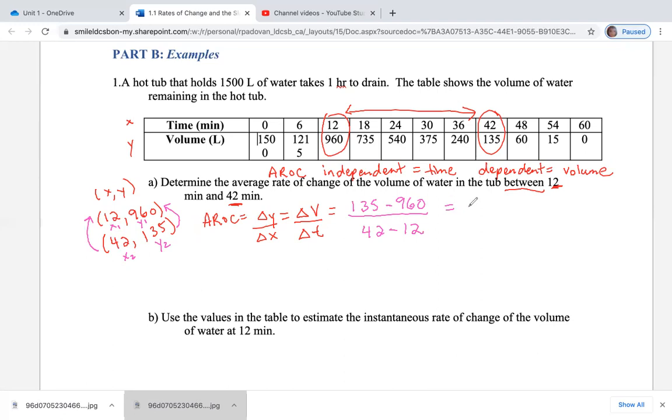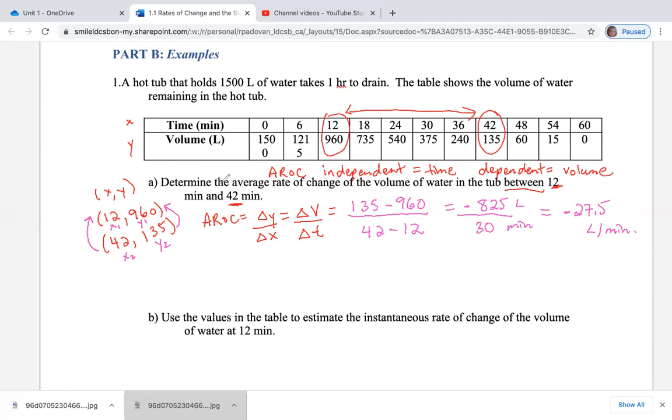So here using a calculator, I have negative 825, and that would be volume, so that would be liters over 30, and time is in minutes. And go ahead and divide that to get an actual decimal, and I have negative 27.5 liters per minute.